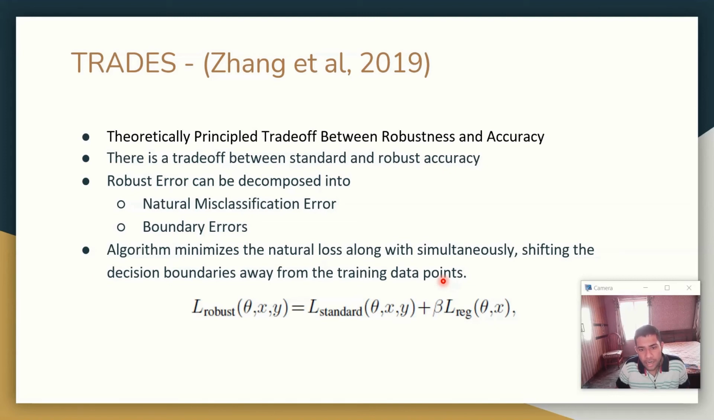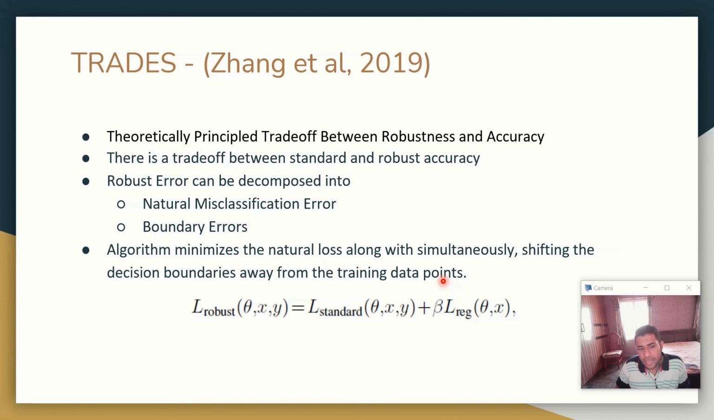In this paper they have said that there is a trade-off between achieving standard accuracy and robust accuracy. Standard accuracy means that we are classifying the samples in a standard way without any adversarial perturbations, whereas in the robust case we have the samples attacked with some kind of predefined attacks, and we are going to check the accuracy of the attacked sample. So that is the robust accuracy.